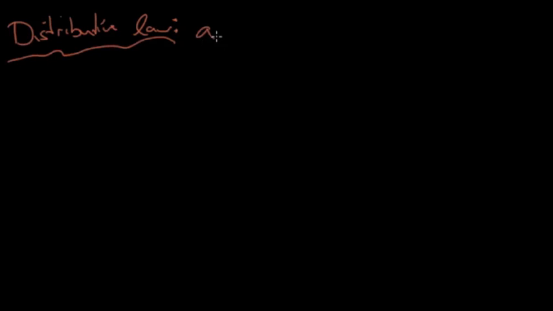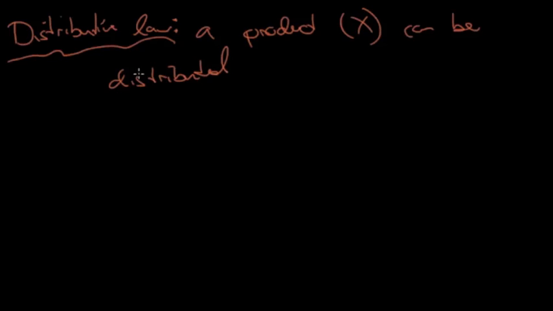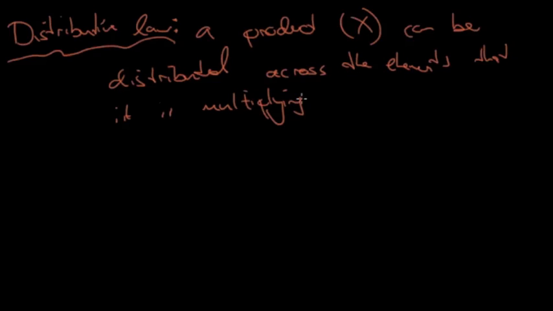So this in words is: a product, which is a multiplication, can be distributed across the elements that it is multiplying, and the outcome doesn't change.